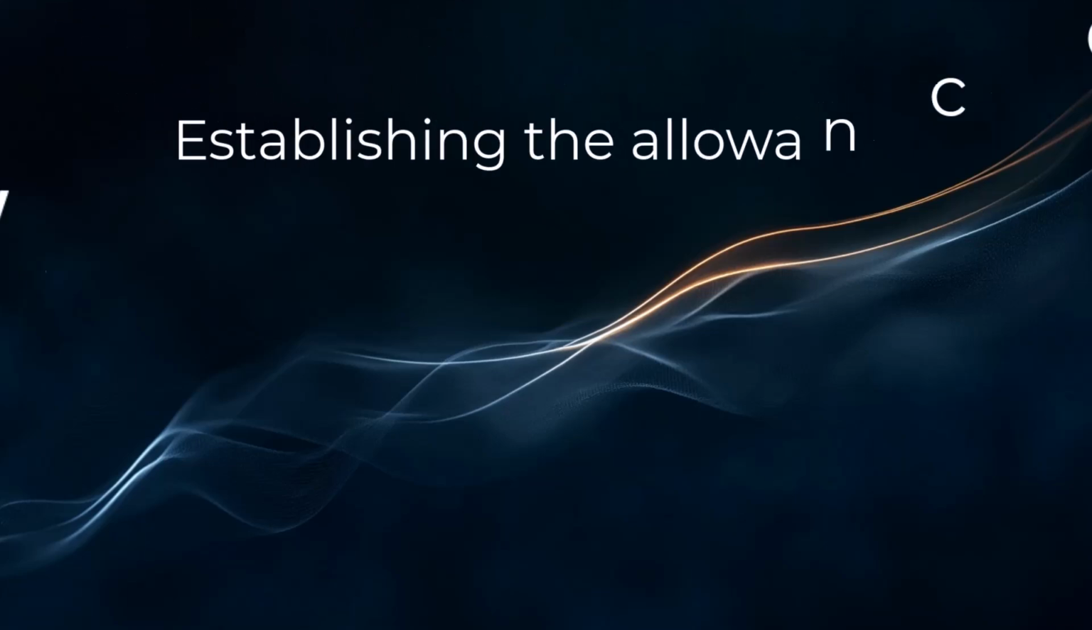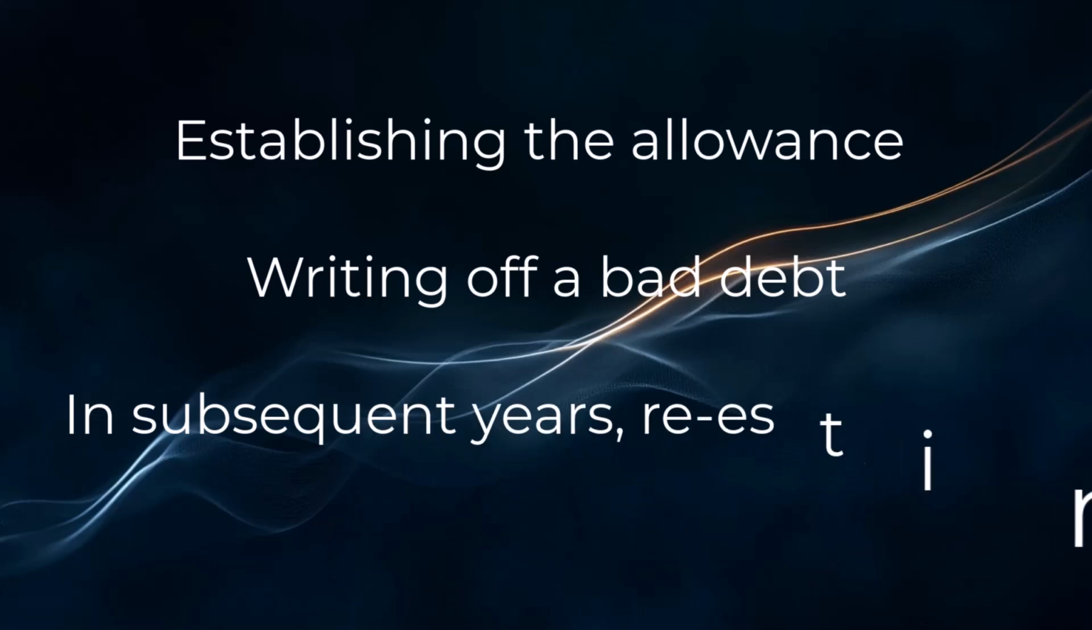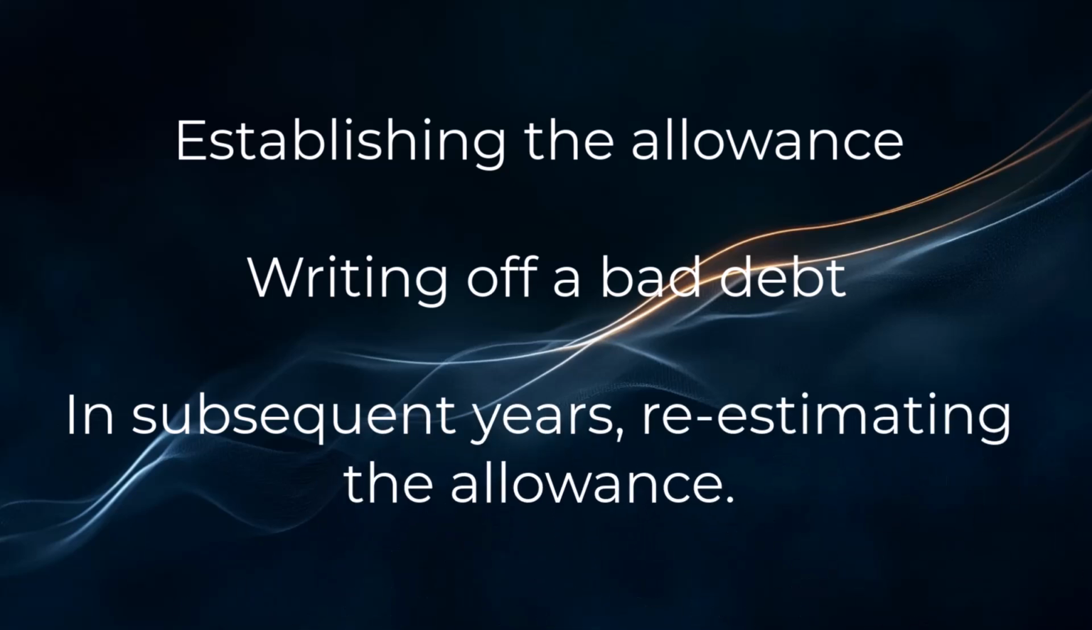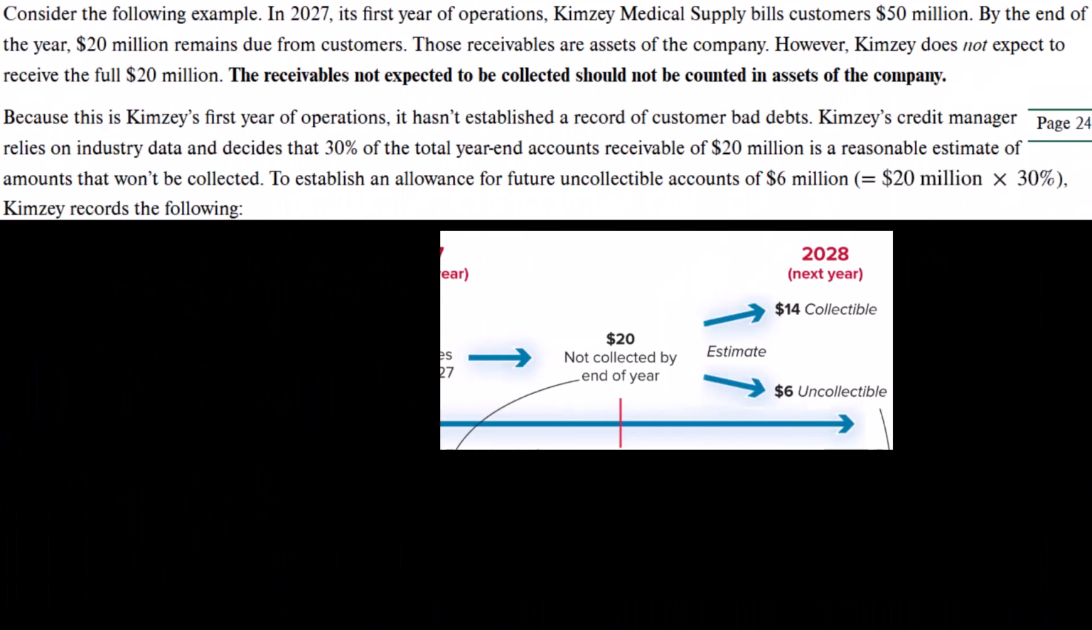The process generally involves 3 stages, which we will cover in detail: establishing the allowance, writing off a bad debt, and then, in subsequent years, re-estimating the allowance. Let's start with year 1.